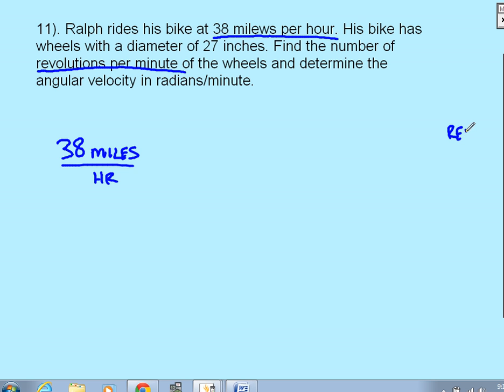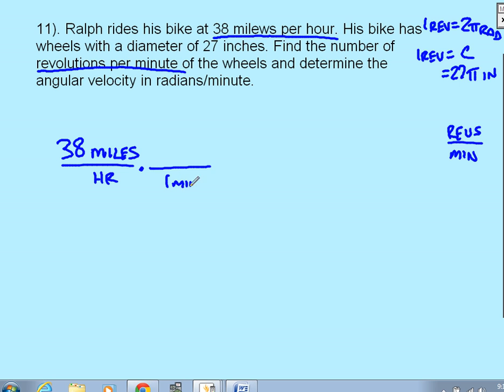I need to get to revs per minute. Something else I should know, always, that 1 rev is the same as 2 pi radians, and that 1 rev is equal to the circumference, which is pi times the diameter. Diameter of 27, so it's 27 pi inches. So I need to get into this unit, inches, from miles. So I'll do that first.